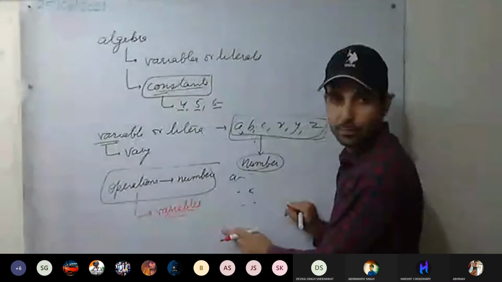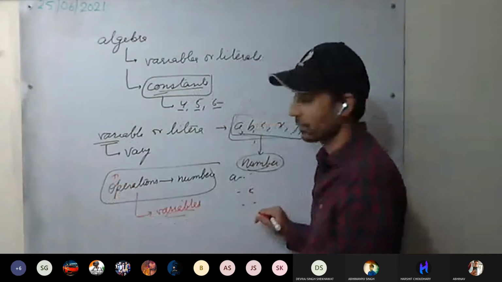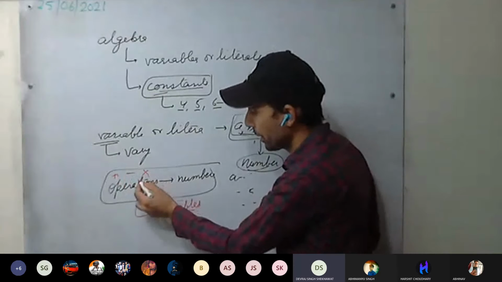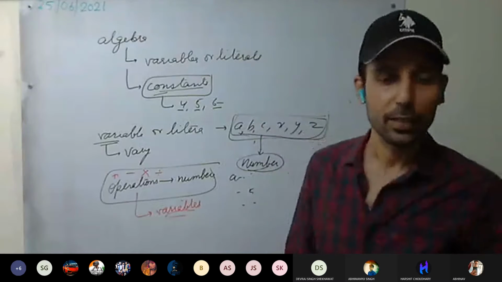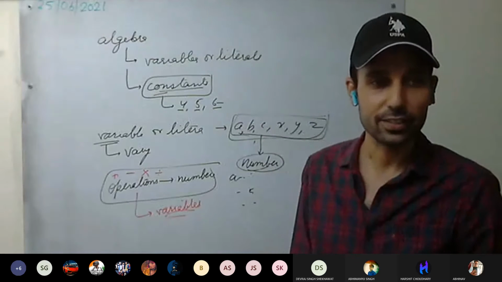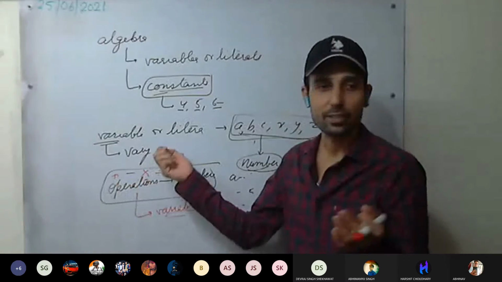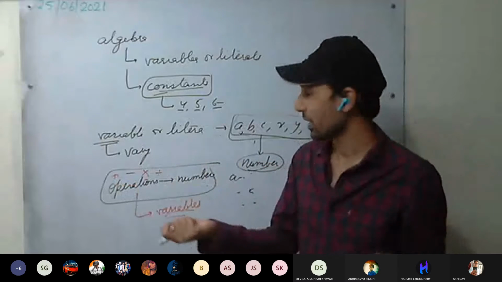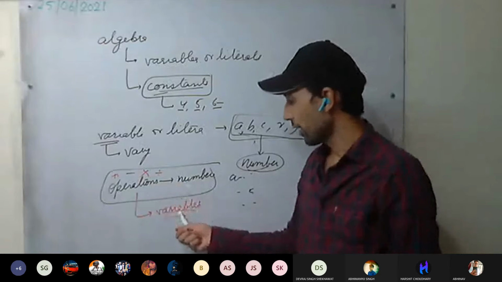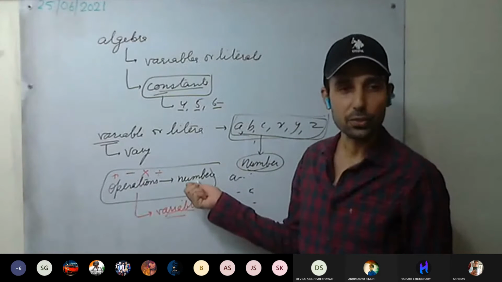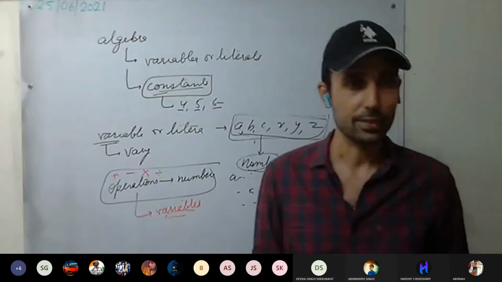What are operations? Which operations do we do on numbers? Either we add them, subtract them, multiply them, or divide them. These are the operations on numbers. Mathematicians also do the surgery and all. Sometimes we add, sometimes we subtract, sometimes we multiply, sometimes we divide. Since variables take the values of numbers only, these operations are applicable to variables as well.